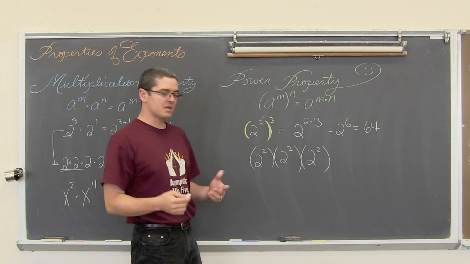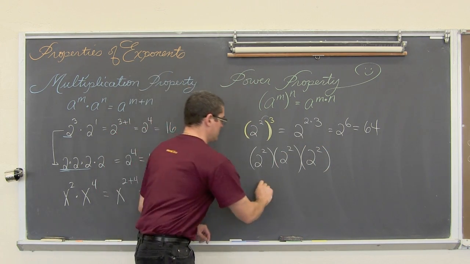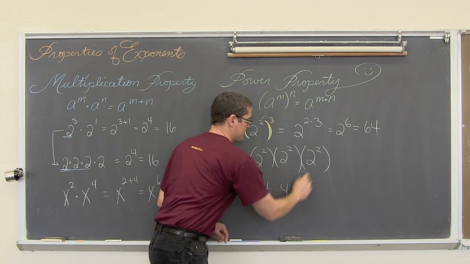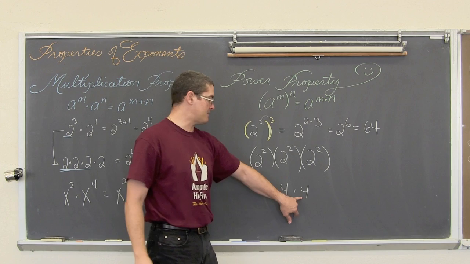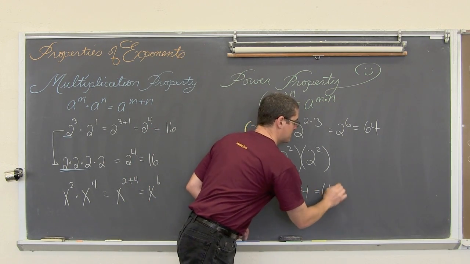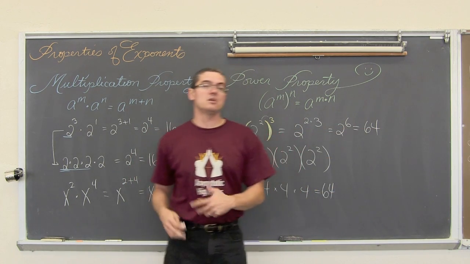Well, there's a couple ways I can do this. This is 4, this is 4, this is 4, and 4 times 4 is 16, and times that by 4 and you get 64, like we got when we used the rule.